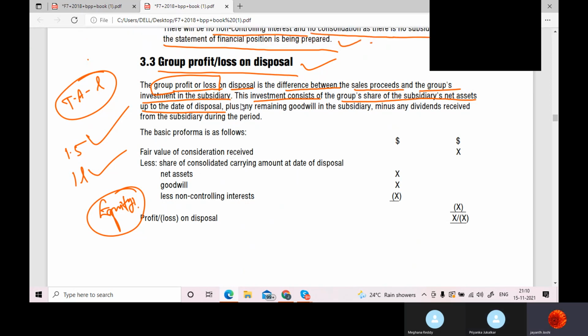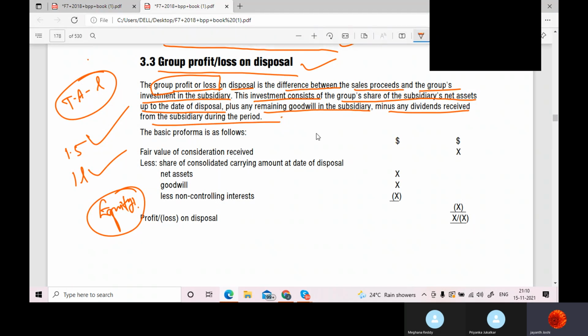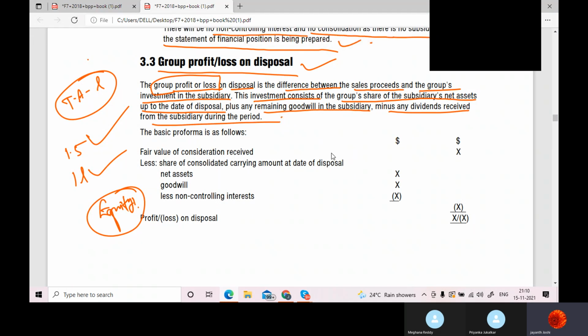Equity, correct? Equity, yes. So this investment consists of the group share of subsidiary net assets up to the date of disposal, plus any remaining goodwill on the subsidiary, minus any dividend received from the subsidiary in the period. So what benefits they got, they are removing everything.